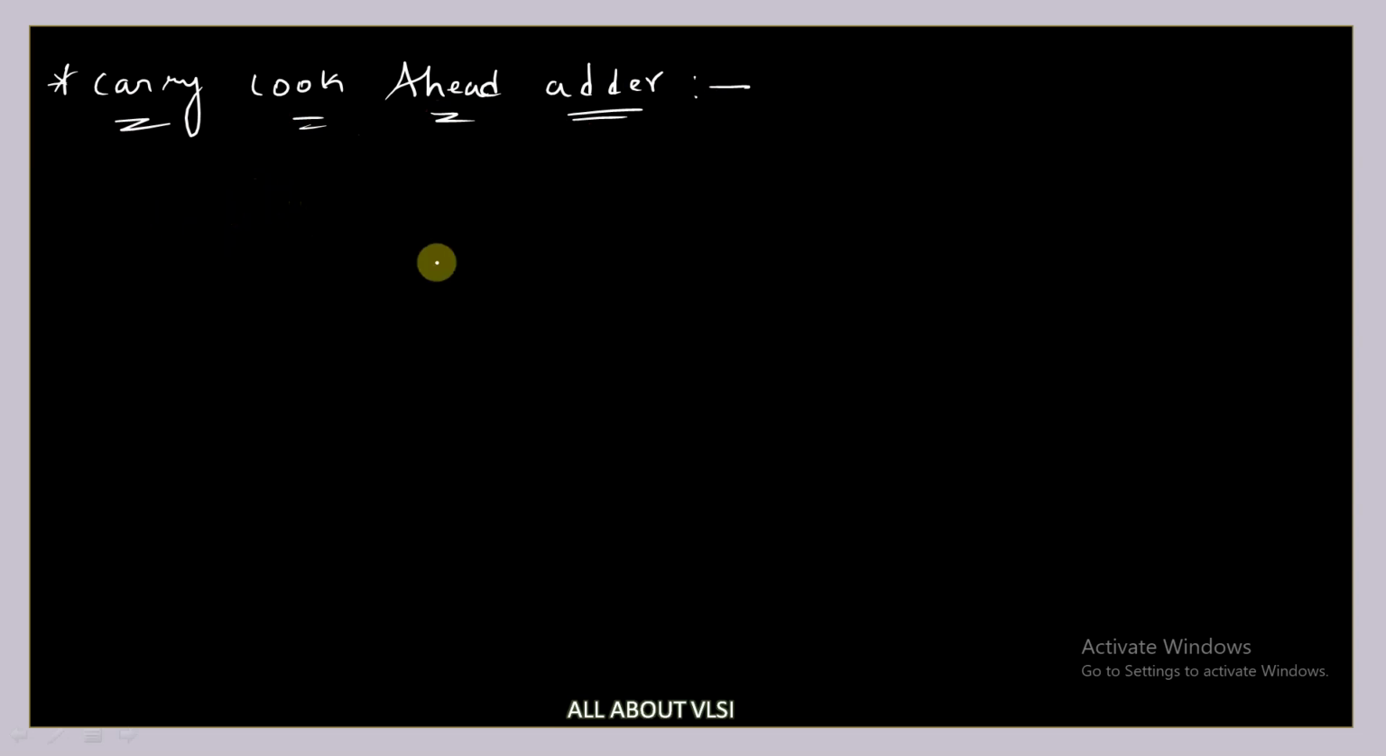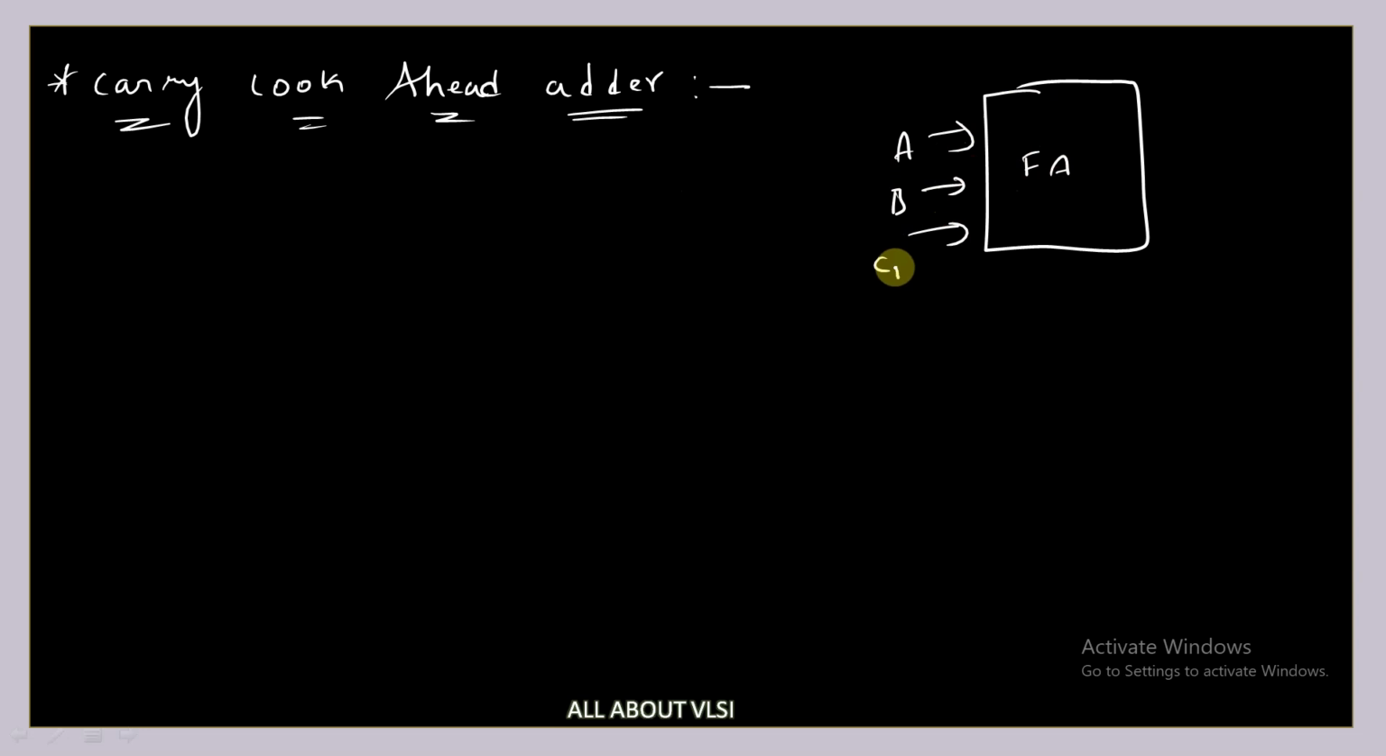Before discussing this carry look ahead adder, we need to understand a few terminologies. Let us take our full adder example where we have three bits A, B, and C, and let us take the carry out. This is our full adder, where we have three inputs A, B, and C, and we have our Cout.